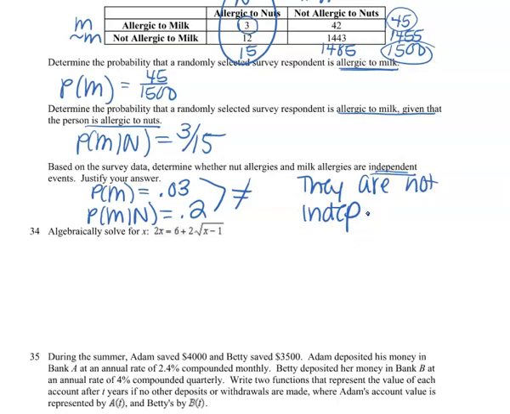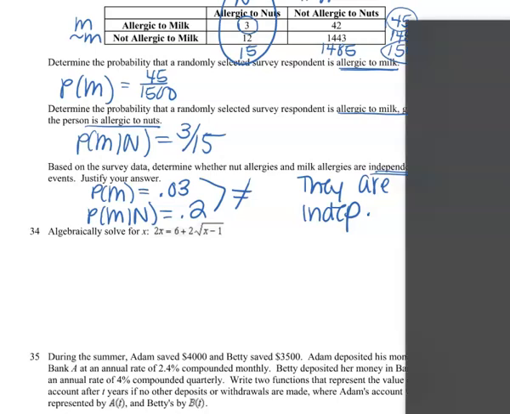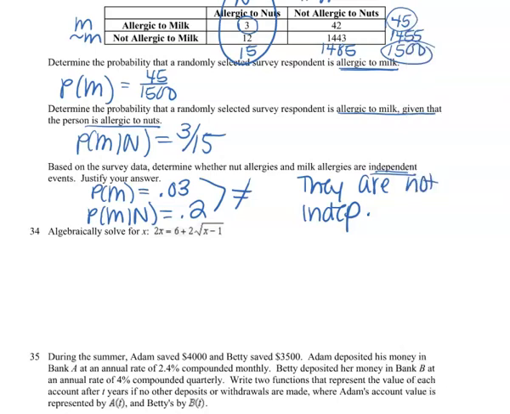That means that being allergic to nuts has some sort of impact on being allergic to milk. So there is a factor going on there. There is a connection. But when it says justify your answer, that's just showing your work. And, oh, hey, look at that. I did it. All right, question 4 is a radical equation problem, and they ask me to algebraically solve.